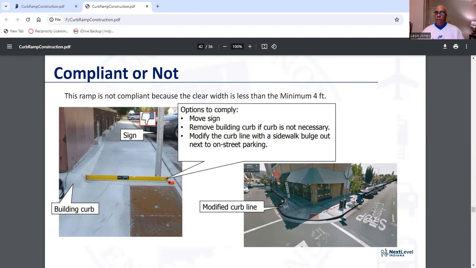Now, how would you actually measure 4 feet? Well, you can get a folding 6-foot rule. You could use a tape. You can use a measuring wheel. Now, if there is an obstruction, you move it. Like here, you have a sign. You move the sign. You can remove building curb if curb is not necessary. Okay, you can modify the curb line with the sidewalk bulge out next to on-street parking. That will put this ramp back into compliance.